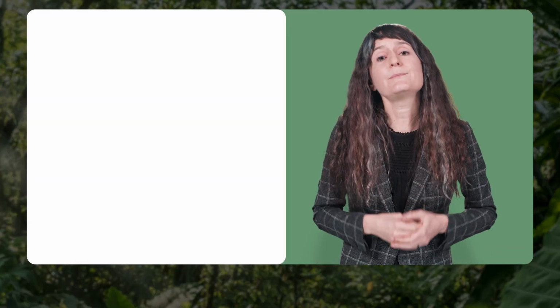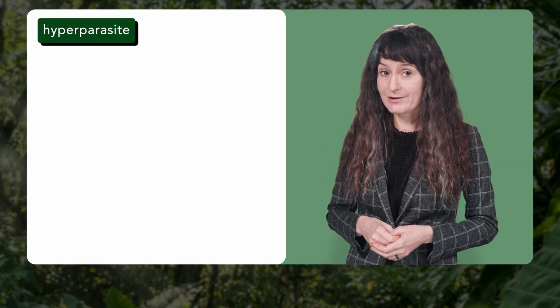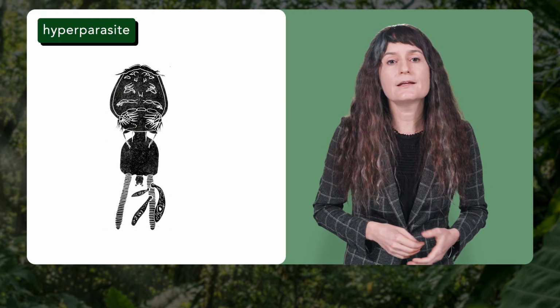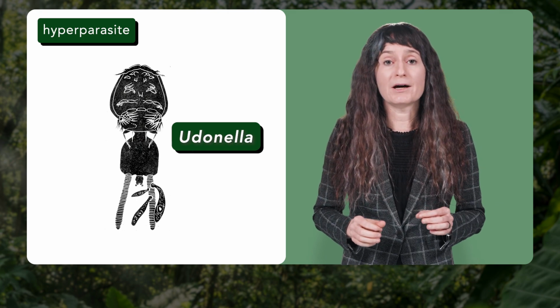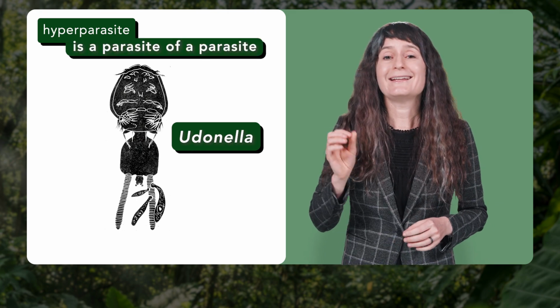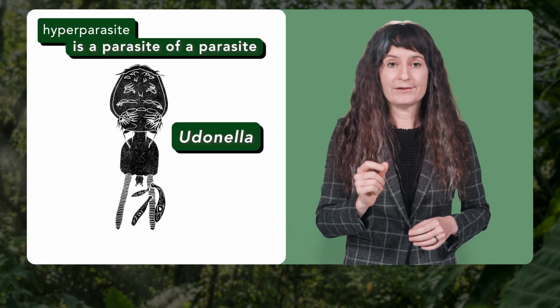But you don't have to be a vertebrate to be infected by a monogene. There are actually also several species of monogenes that are hyperparasites. This is the monogene genus Udonella, which is a hyperparasitic monogene. A hyperparasite is a parasite of a parasite.